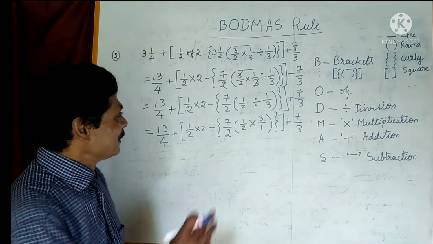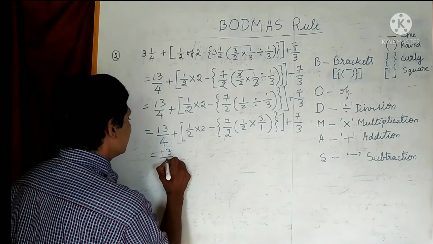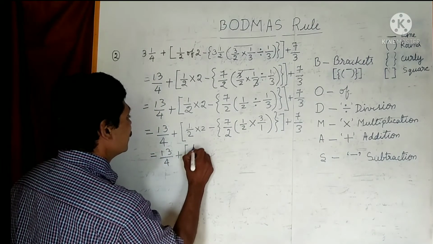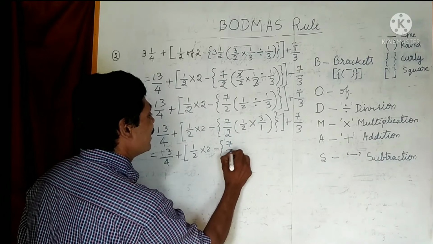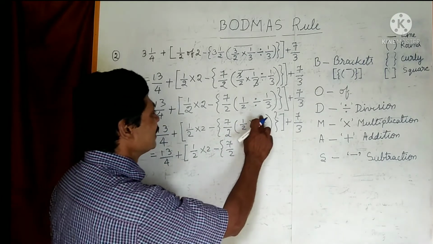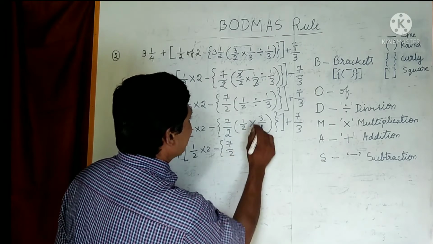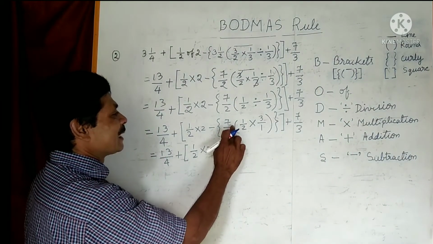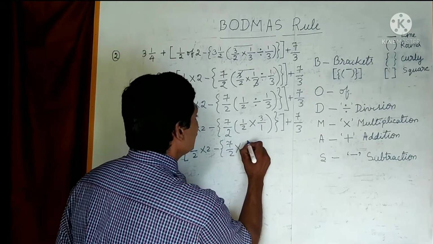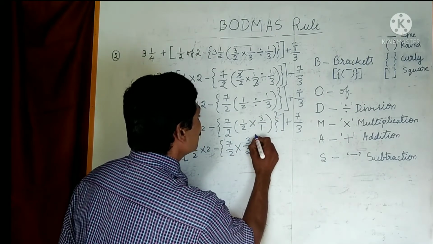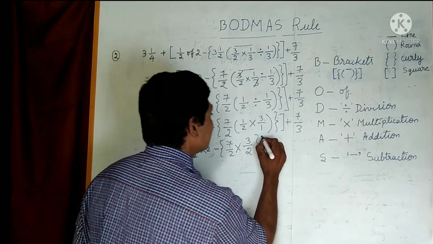We will write as it is. The next step is, here we have to remove this bracket completely. This is equal to 13 by 4 plus 1 by 2 into 2 minus 7 by 2. We will solve this one. 3 ones are 3, 2 ones are 2. Here no sign is there, which means it is understood that it is a multiplication sign. Into 3 divided by 2. Now we have removed the round bracket.